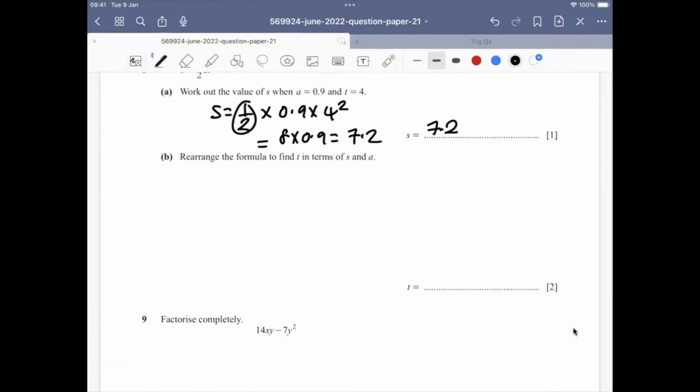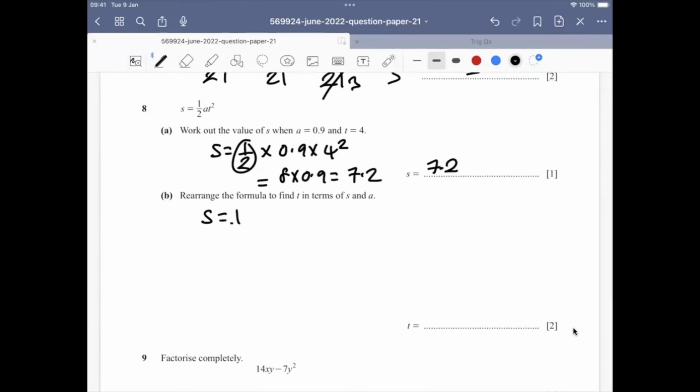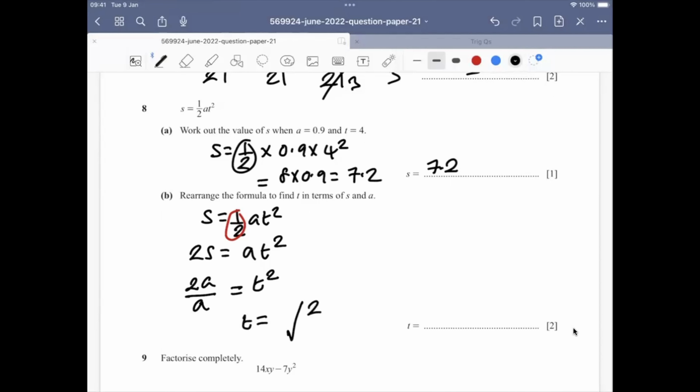Rearrange the formula to find T in terms of S and A. So S equals half a T squared. So we're going to get rid of the half by multiplying both sides by 2. So we get 2S equals a T squared. So we're going to get rid of the A by dividing both sides by A. So we're going to get 2S over A equals T squared. And we're going to get rid of the square by doing the opposite, which is square rooting. So T equals the square root of, sorry, this shouldn't be 2A, 2S. T equals the square root of 2S over A.